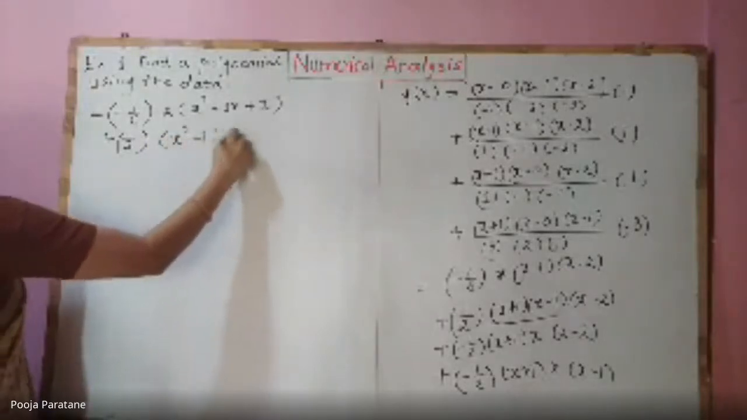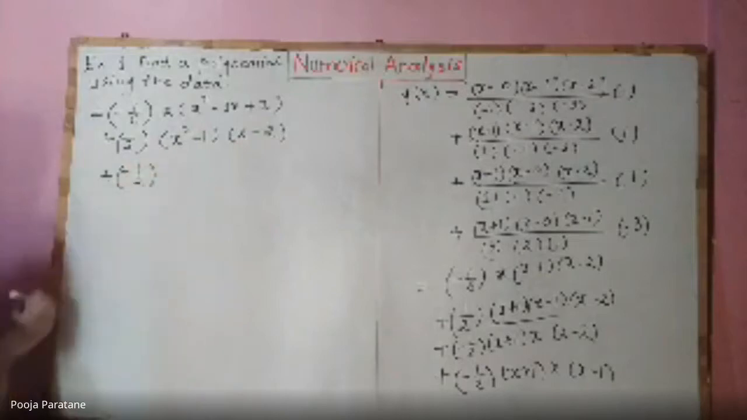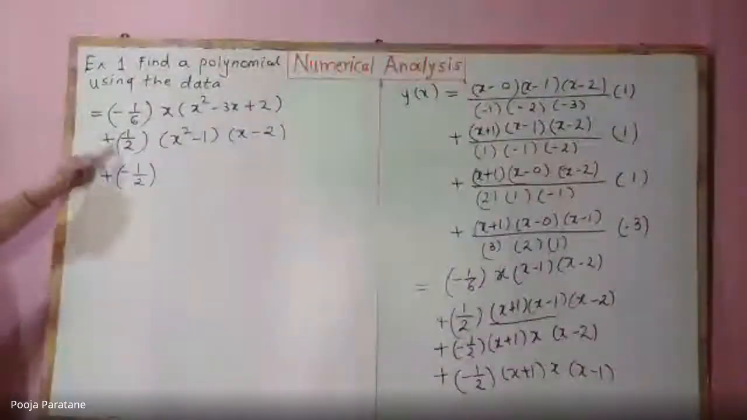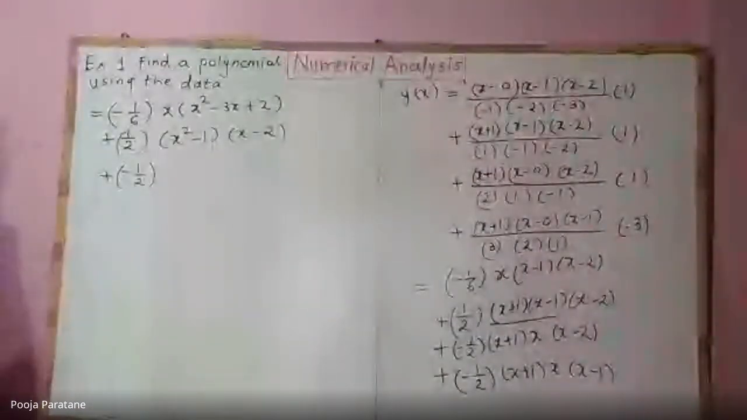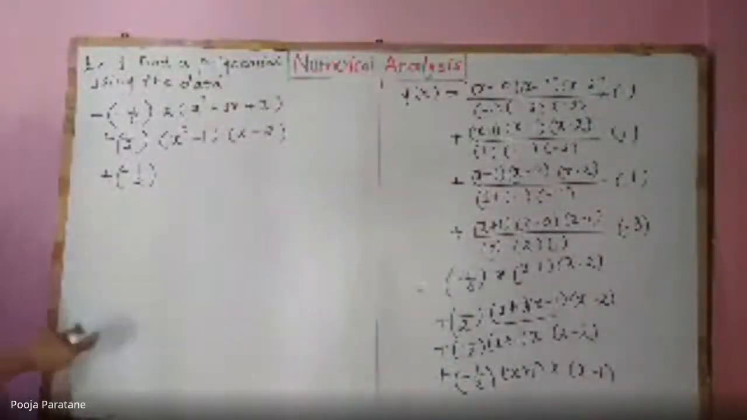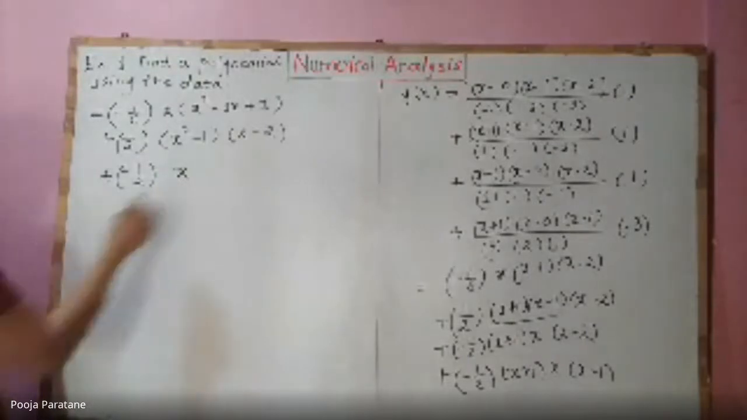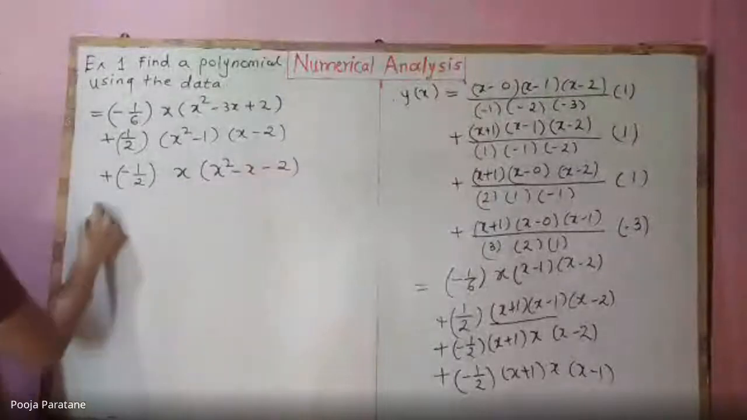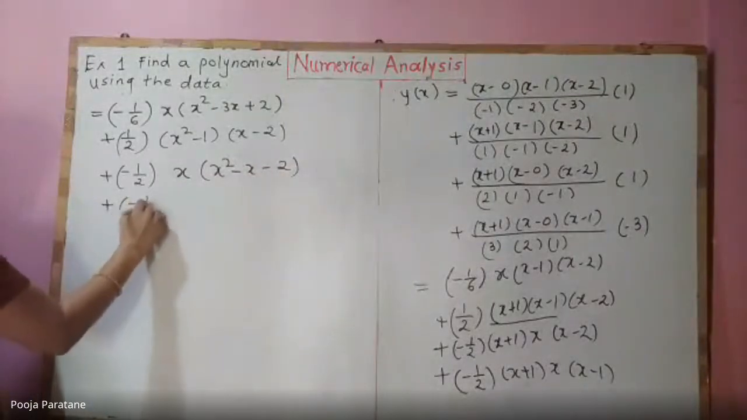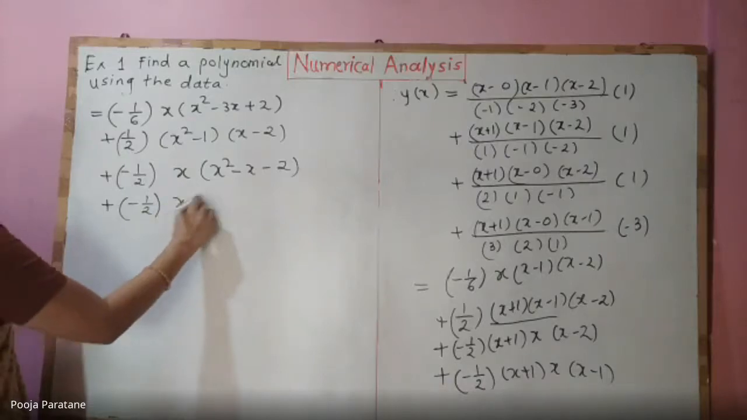x square minus 1 into x minus 2 plus, see, I'm not opening this bracket, I'm keeping it as it is. It is safe for us. When we collect the coefficients, we can pick up these terms properly. Then here, x I will put as it is and I will multiply x plus 1 into x minus 2, which is x square minus x minus 2. And the last term, minus 1 upon 2, then x, and here x square minus 1.